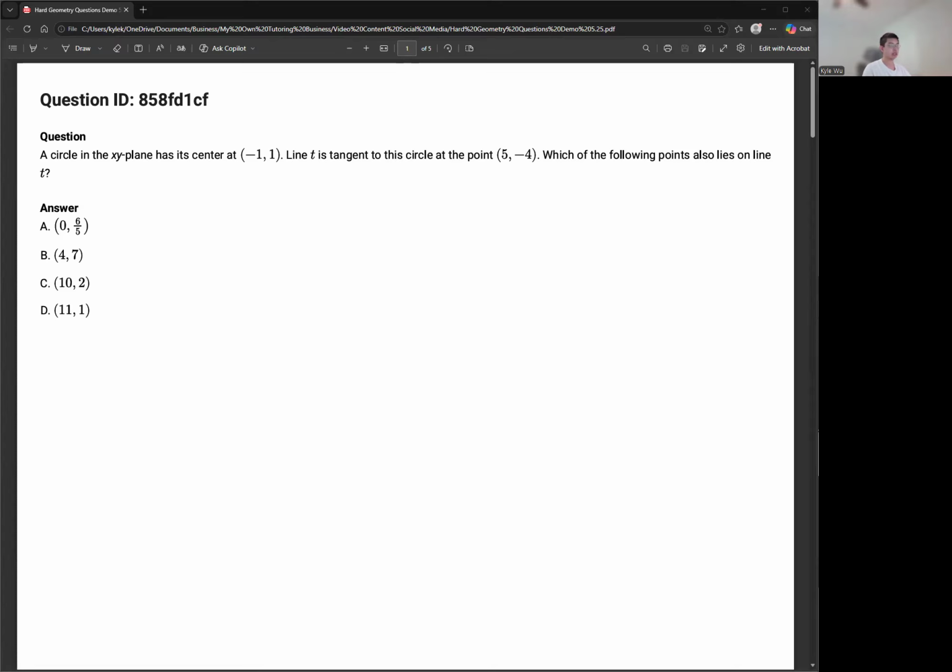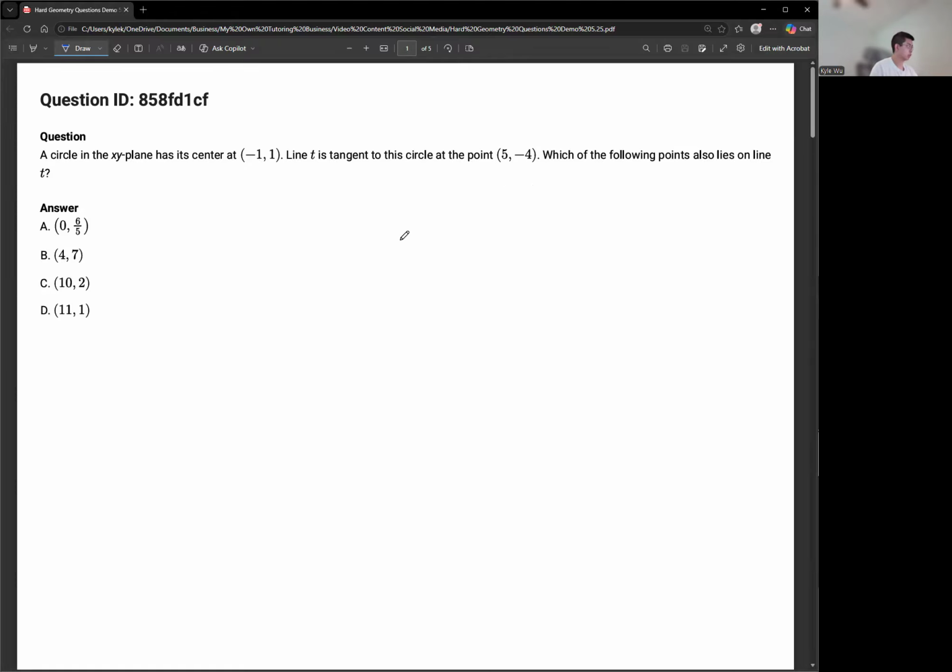But with that, let's get into this first one. So here in this question, we have a circle with the center located at -1, 1, and there's a line that's tangent to the point 5, -4 on the circle. And we want to know what other points also lie on the line T.